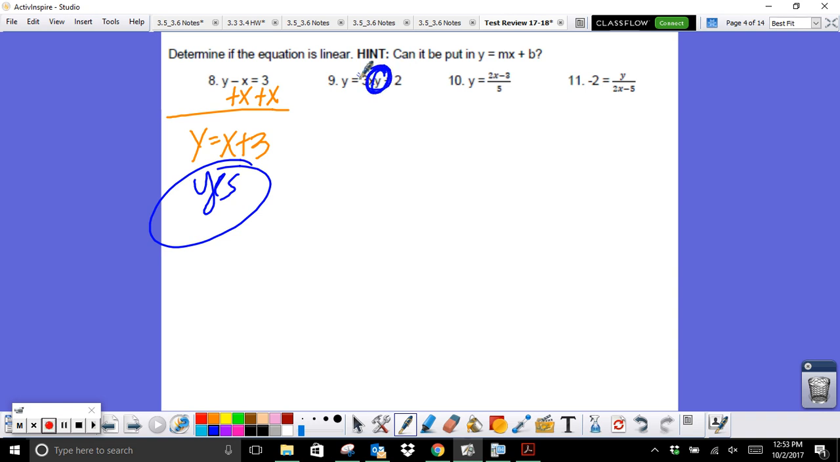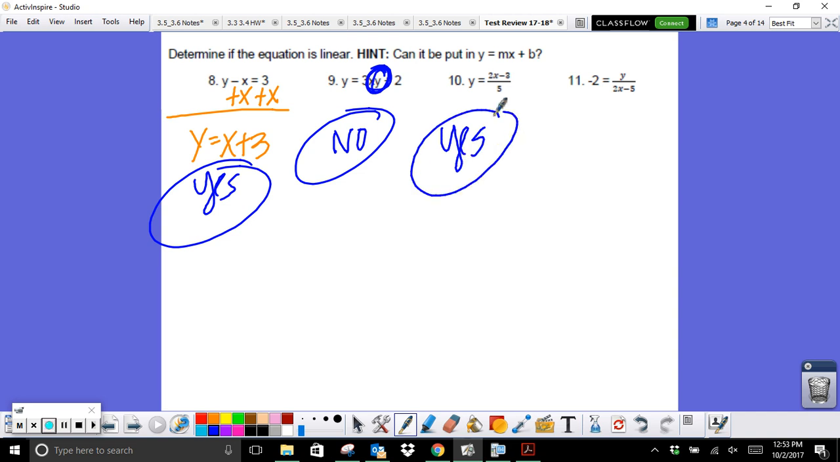So, yes. Number 9, it's in y equals, and you can see that it's breaking a rule. X and y are being multiplied. So, no, that's not linear. Number 10, it's already in y equals, so I'm just going to see if it's breaking any rules. I don't have an exponent greater than 1. There's no x in the denominator, and x and y are not being multiplied. So yes, this is linear. So you could type that in your calculator and check it.